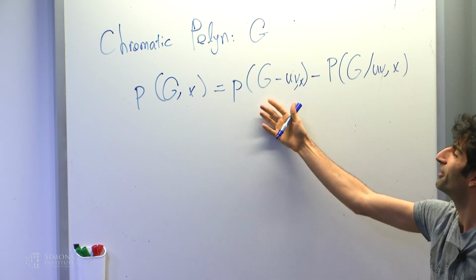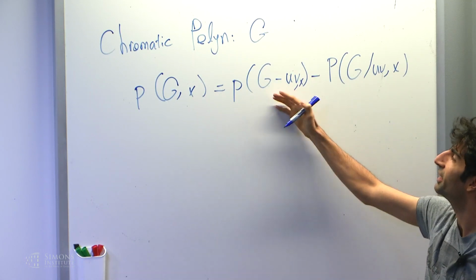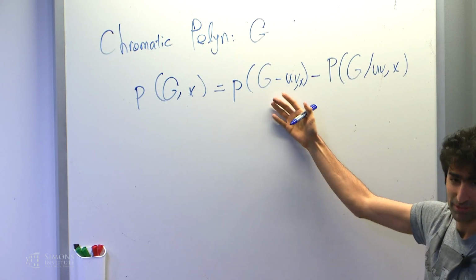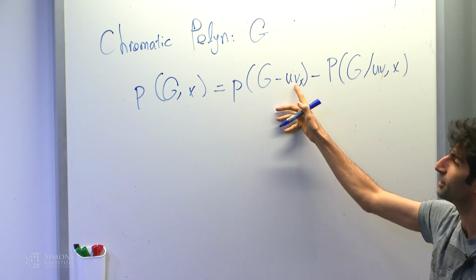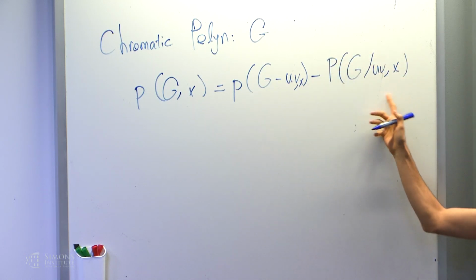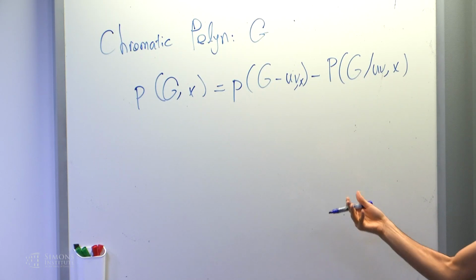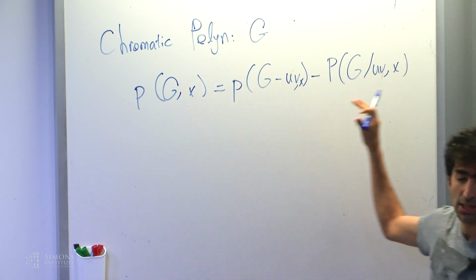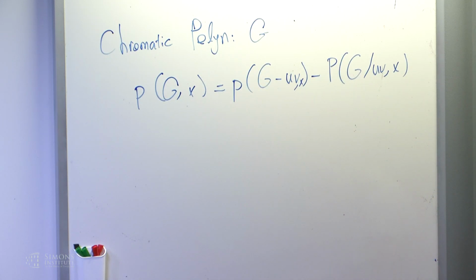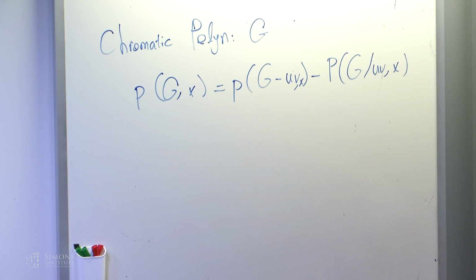Basically, if you want to color the vertices of G properly, first you forget about the edge uv, you color the remaining graph. But now you have to exclude some colorings. Which colorings? The colorings that color u and v with the same color. That's exactly the number of colorings of the graph where you contract the edge uv. Okay, so this exactly gives you the chromatic polynomial. In fact, it proves that for every integer x, this gives the number of colorings of G with x many colors. It follows from this proof that this is indeed a polynomial.